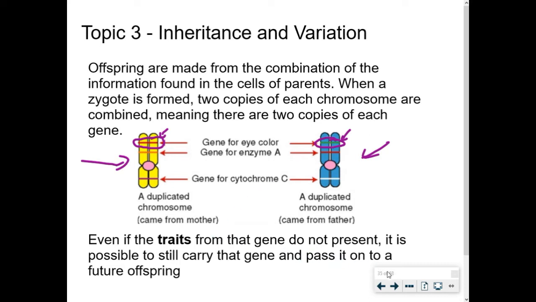And so what I wrote down here is that even if the trait, a way of describing, well, I have red eyes, I have green eyes, I have brown hair, whatever trait you get from that gene, even if they don't present, you still have that gene. So let's say that mom's eye color wins out. This is the one you have. You are still a carrier of dad's genetic information.